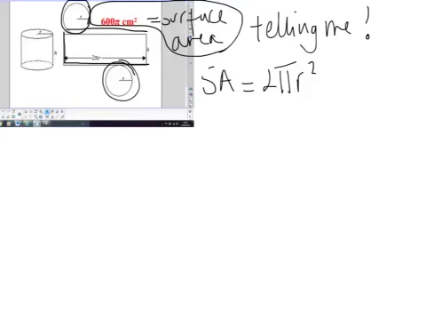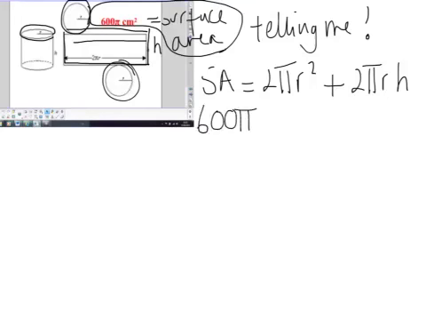If you unwrapped the wrapper, can you see that the length of that rectangle will be 2 pi r? That's the same as the circumference of the circle, times h. And of course that's just a rectangle, so it's base times height. The base is that and the height is that. Okay, what do I know about the surface area? The surface area is 600 pi, so I'm going to put that in. And then I'm just going to see if I can simplify this.